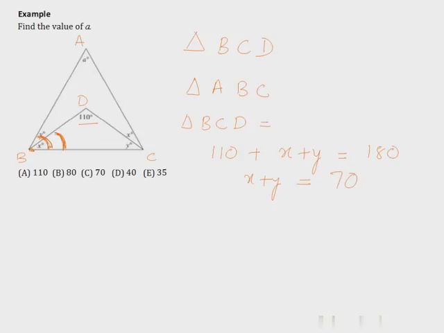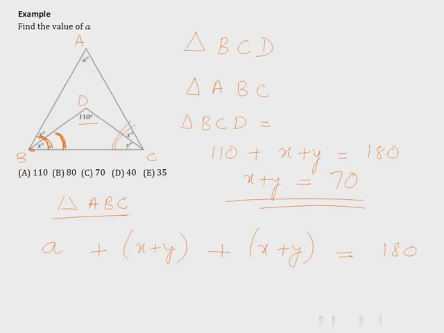Now let me use this fact in the bigger triangle. What are my angles in the bigger triangle? In triangle ABC, I know that A plus, what's angle B? Angle B is actually x plus y. Plus C, what's angle C? Angle C is also x plus y. So this total is 180. And I've just calculated x plus y is 70. So I plug it in. A plus 70 is equal to 180. So A will turn out to be 40. Nice question. I couldn't find x or y individually, but I could find x plus y, which is what I needed.